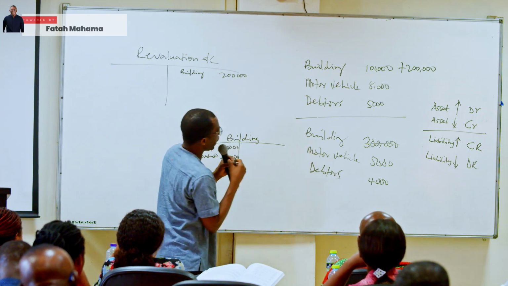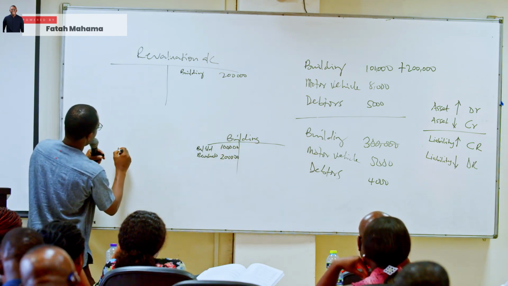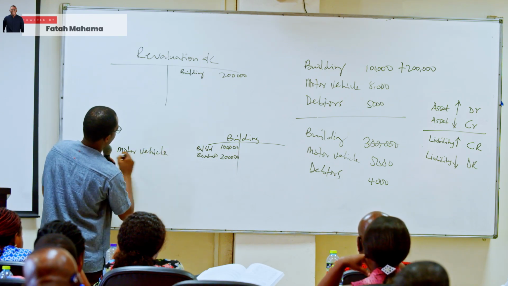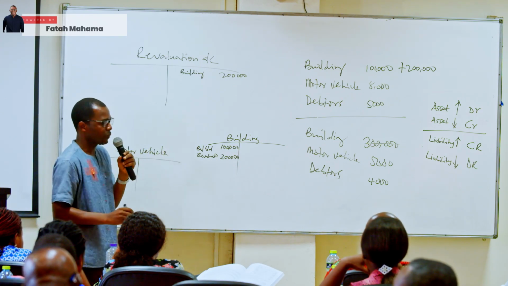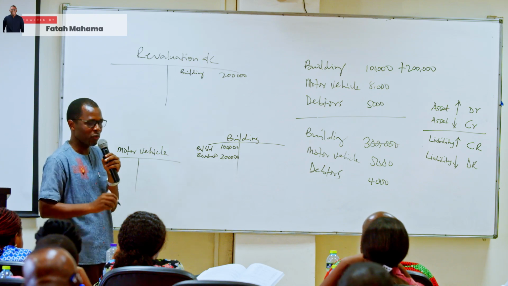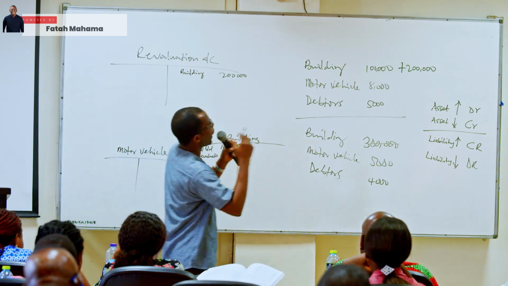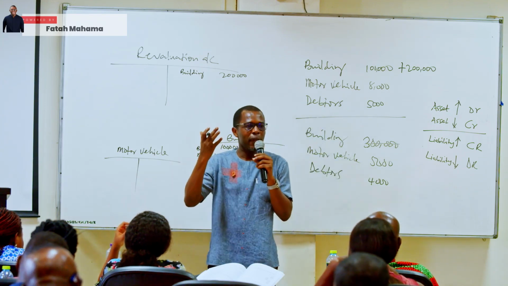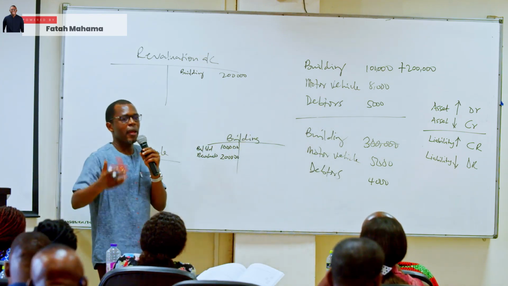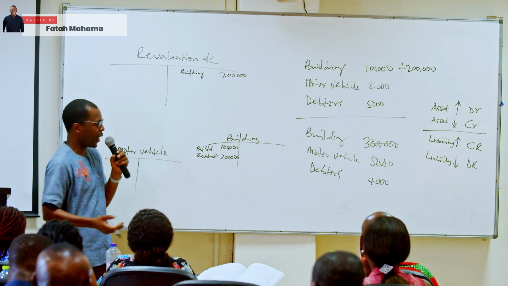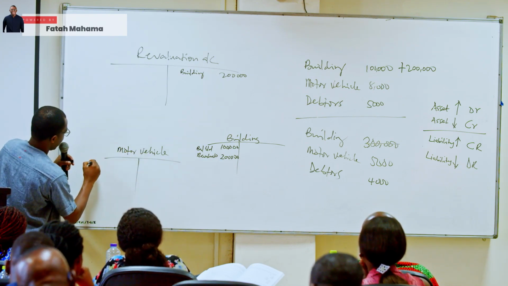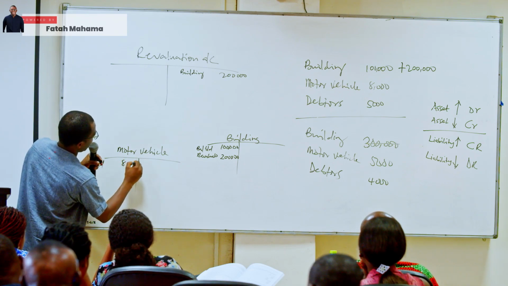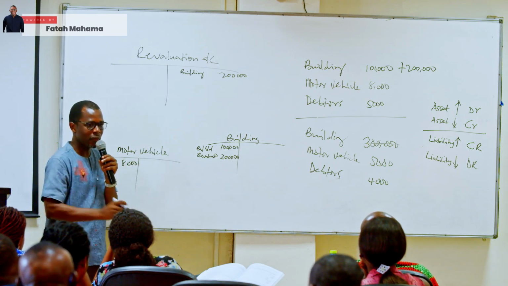So we will take motor vehicle as well, right? So we'll open a motor vehicle account. What is the balance of motor vehicle? It was 8,000. Is that not it? Motor vehicle is an asset. It must be debit, right? So the balance of the motor vehicle must be debit. This is the balance.